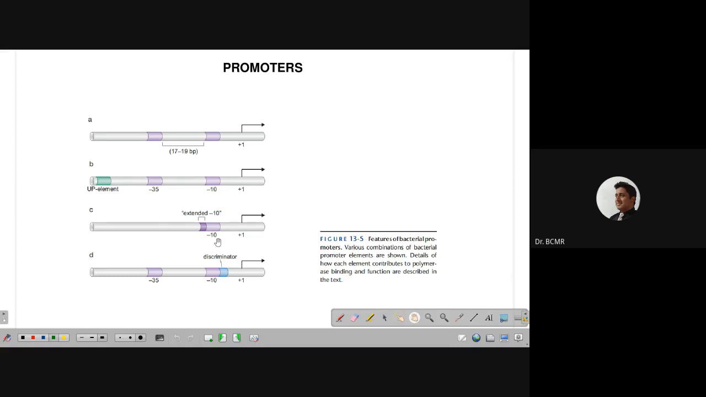In some cases, you have -10, and it's called extended -10 because the -35 region is not there, neither is the up element. What you have is some more bases which are important for the binding of RNA polymerase. So this is called the extended -10 type. There is one more, which has -10 and -35 regions, but also has a small stretch of bases called the discriminator. Those are some of the types of promoters present in bacteria.